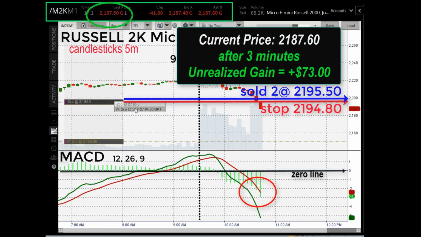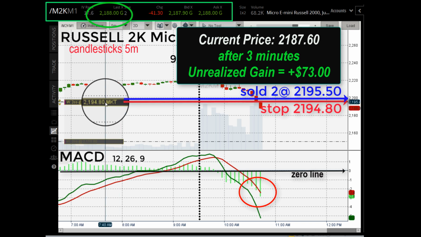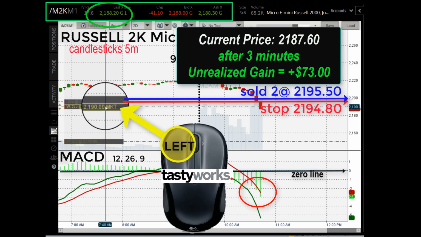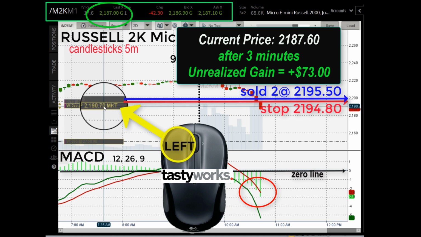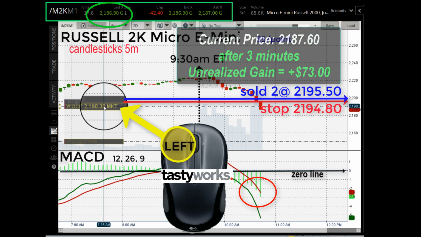And now we'll take another look here. I'm down to 21.94.80 on the stop. The unrealized profit, $73 after only 3 minutes. And it's time for another stop change here because just trading 21.87, my stop's at 21.94. And so I do the click and drag Tastyworks mouse thing here and bring that stop down ever so carefully.